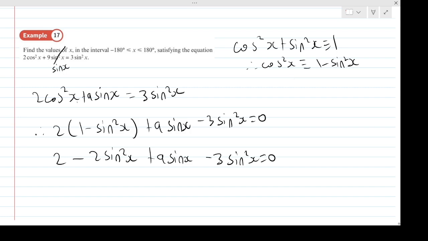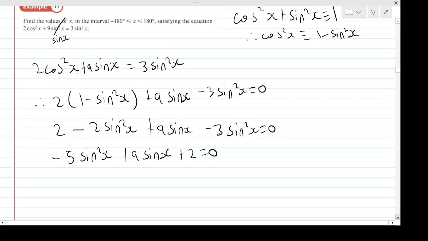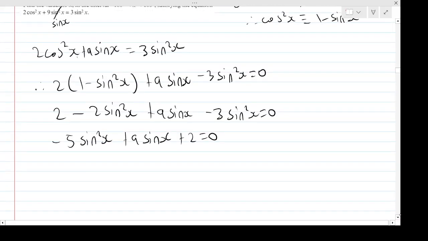Then I can just collect the like terms. So I have minus 2 sine squared and minus 3. That'd be minus 5 sine squared x plus 9 sine x plus 2 equals 0. Now hopefully you recognise that is a quadratic, right? It's a disguised quadratic, because it resembles a quadratic, but it's not exactly one.